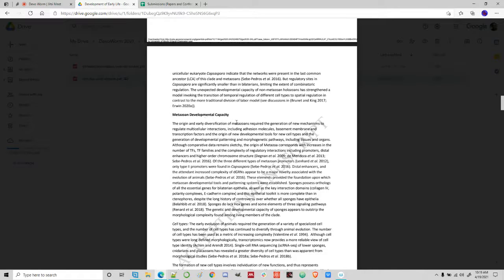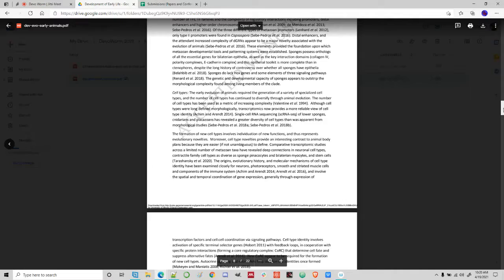And so the origin and early diversification of metazoans required the generation of new mechanisms to regulate multicellular interactions, and this includes adhesion molecules, basement membranes, and transcription factors. So you get all these things that have to emerge in order to get these early metazoans. And so he's using this framework to explain a lot of this. And this leads to different cell types, of course, which then lead to these different niches in the environment.